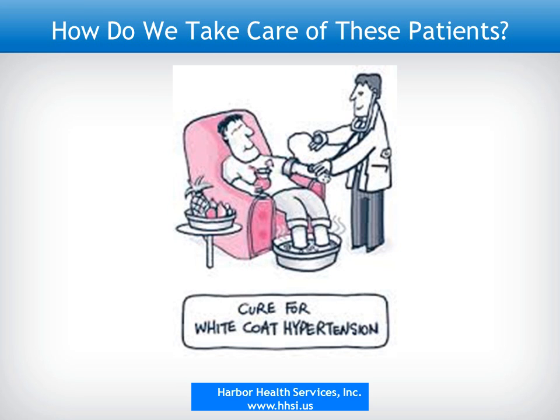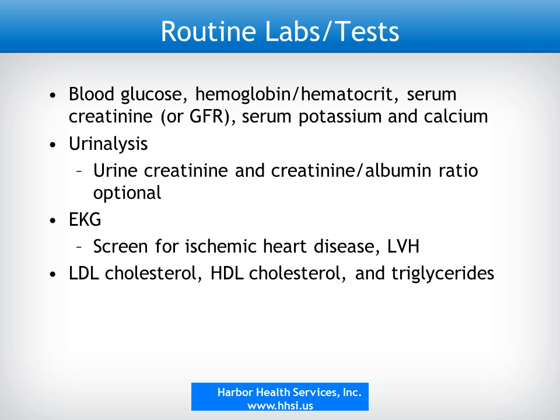How do we take care of these patients? So, routine labs or tests that you might see ordered on patients, or you might notice are overdue when you're reviewing a chart. You want to screen for the other comorbid conditions. So, you want to check blood glucose. You want to check for anemia, so hemoglobin, hematocrit. You want to check kidney function, so creatinine or GFR. You want to check electrolytes, potassium and calcium are the most important. You want to check urine for protein.